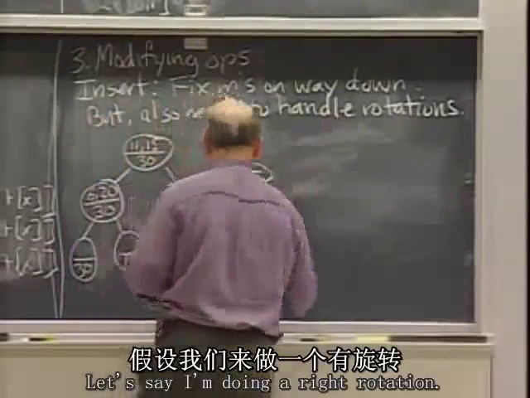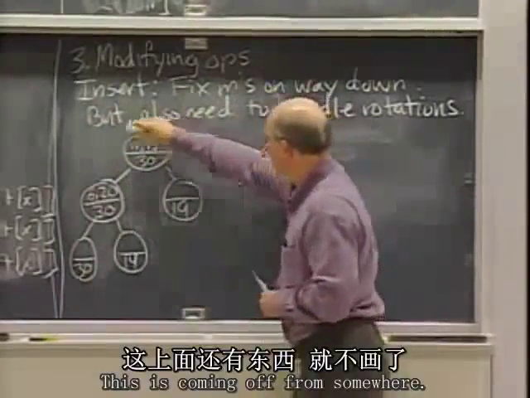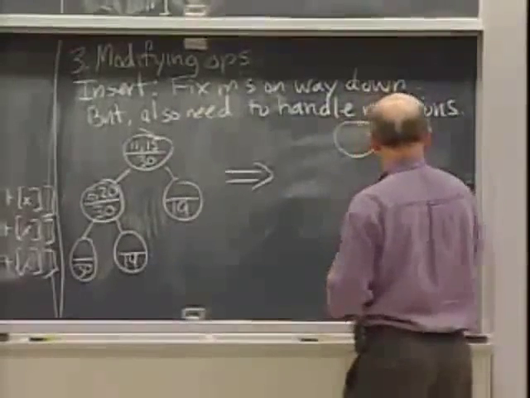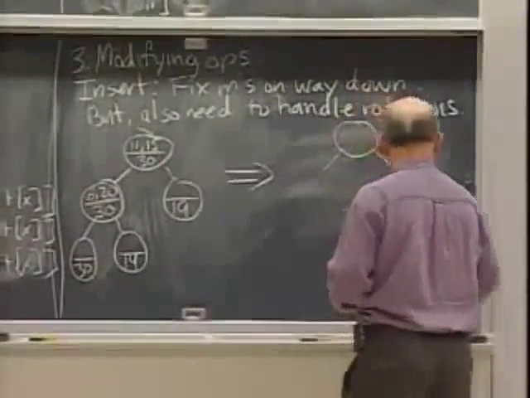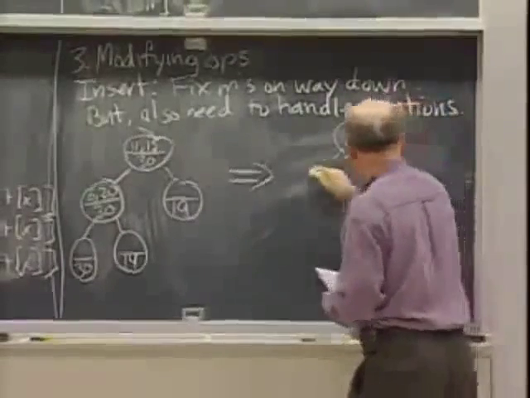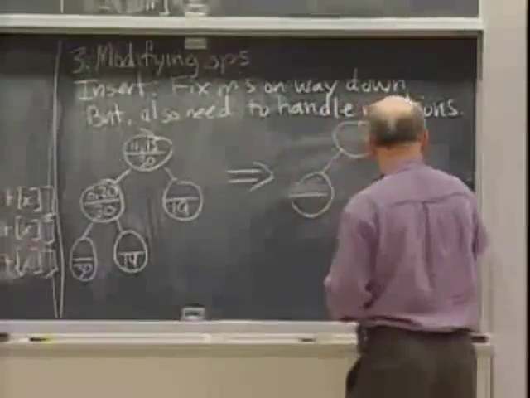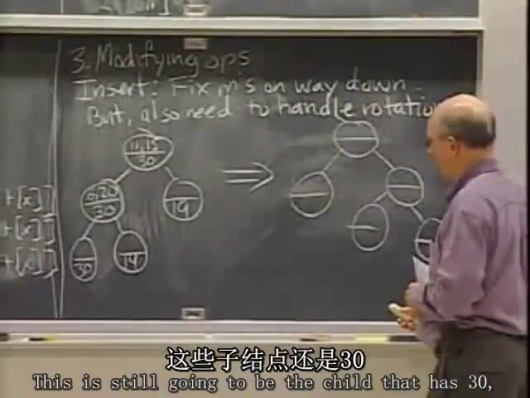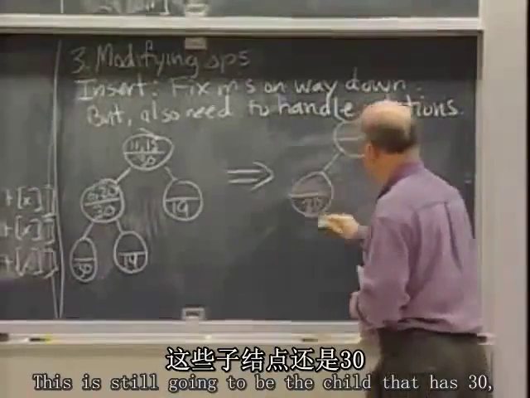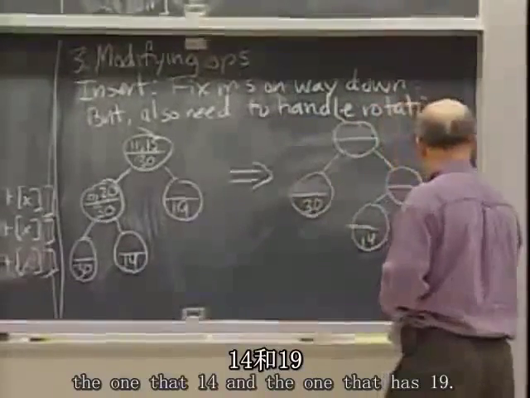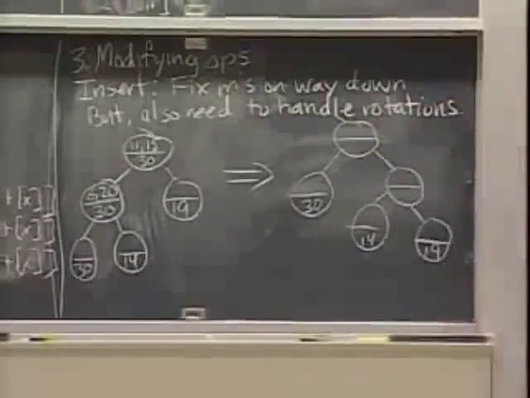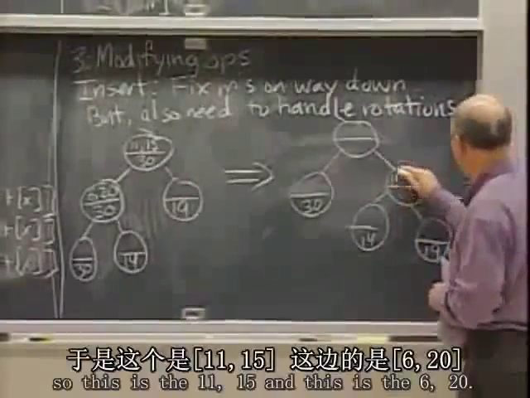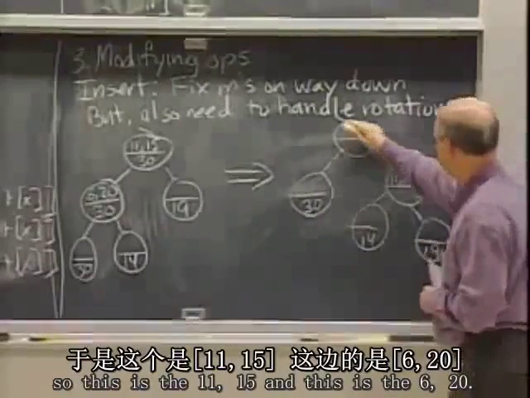Let's say I'm doing a right rotation. This is coming off from somewhere. Okay, where that's coming off from. So this is still going to be the child that has 30, the one that has 14, and the one that has 19. Okay? And so now we've rotated this way, so this is the 11, 15, and this is the 6, 20.